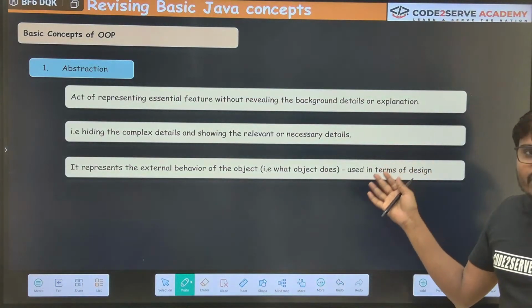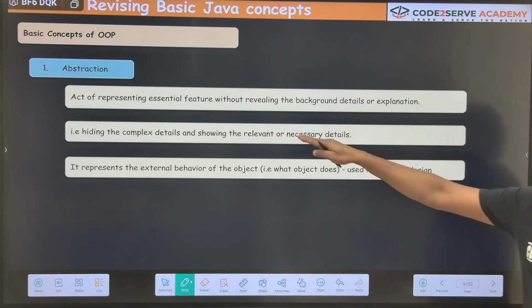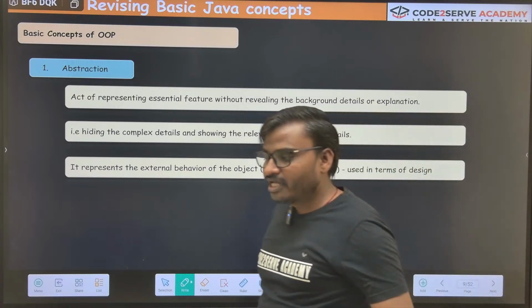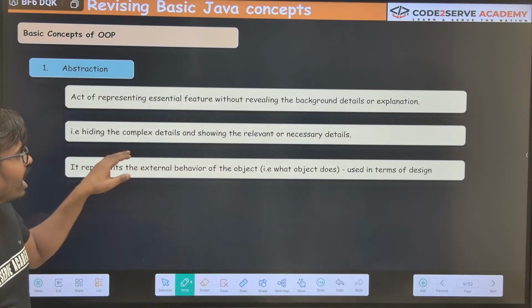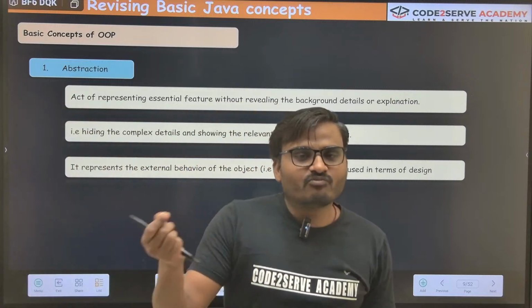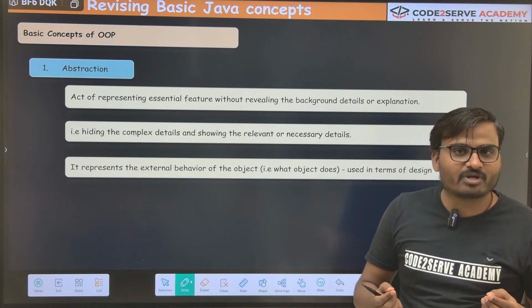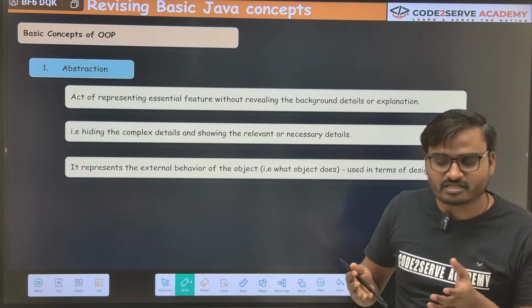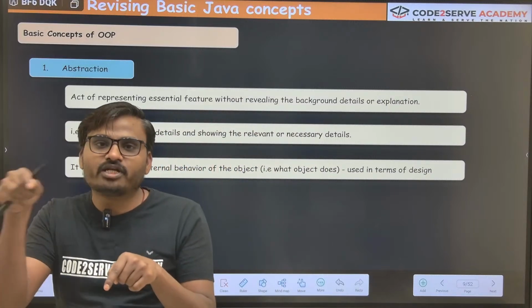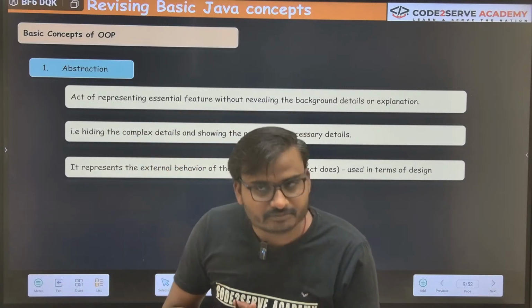You can pause the video and see what I have written here. The first point: the act of representing essential features without revealing the background details. I already told you. This also helps in hiding the complex details and showing only the necessary details. Suppose you tell someone they have to write 5 lines of code to receive a phone call. Someone who doesn't know any programming language won't be able to receive it. That becomes very complex. That is why you hide those complex things inside a wrapper and show only two buttons, which non-programmers can also use.